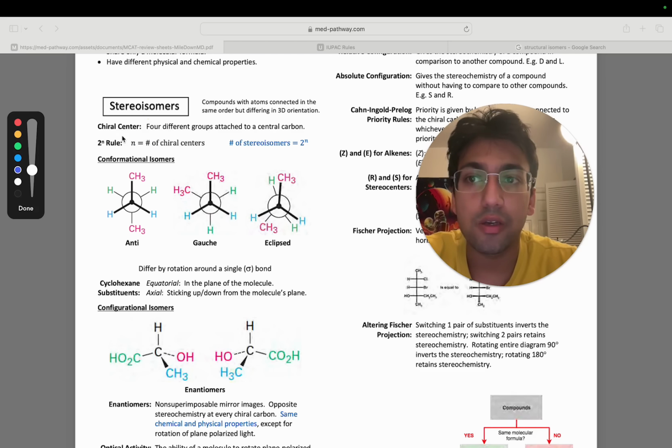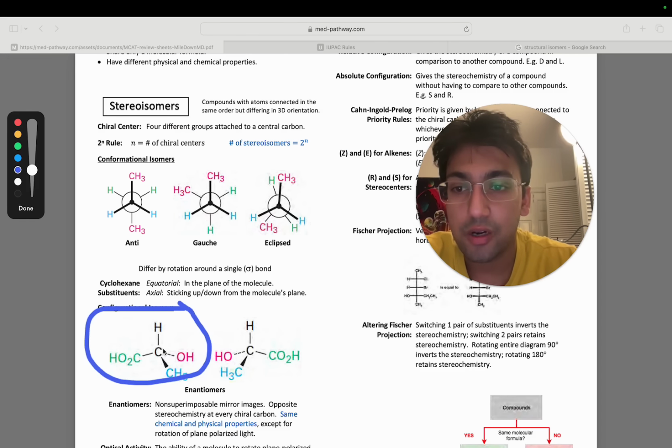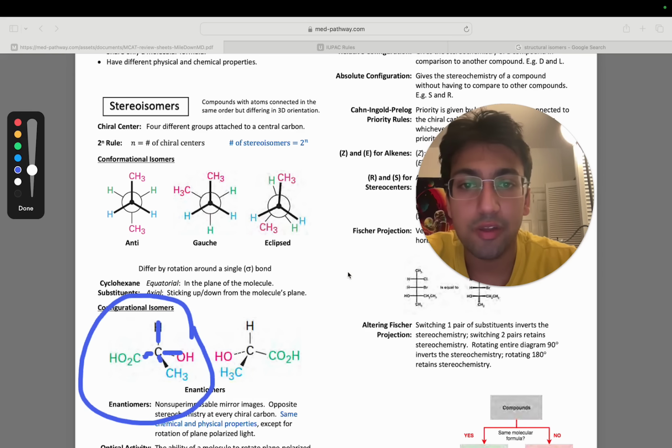A good way to think about this is to first talk about what a chiral center is. A chiral center is a central carbon that's attached to 4 different groups. An example is right here, and we're going to talk about these types of isomers later. This carbon is attached to 4 different things: a hydrogen, the alcohol, the CH3, and the carboxylic acid. Something like methane, where the carbon is attached to 4 hydrogens, is not a chiral center.